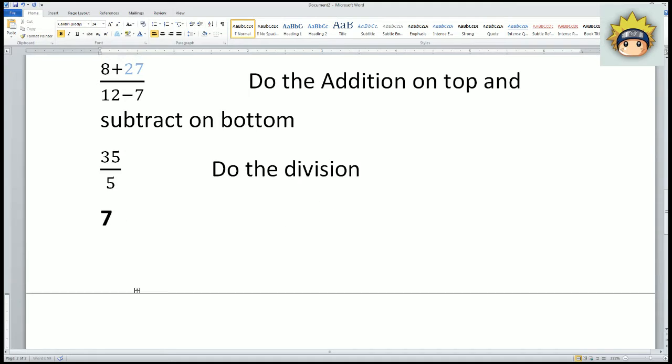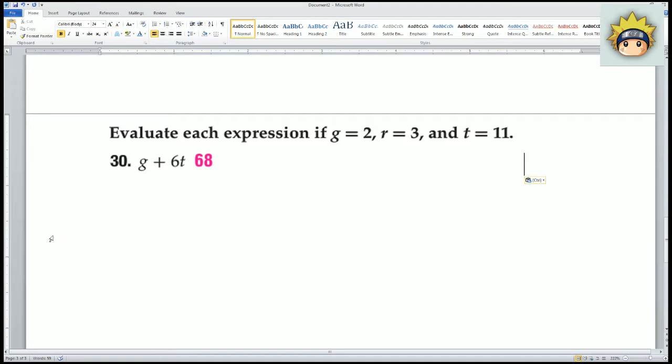Next is number 30. Your 30 asks us to evaluate this expression. We have g plus 6t. What we have here is actually a variable expression. So what you need to do to get its constant value is make the substitution.